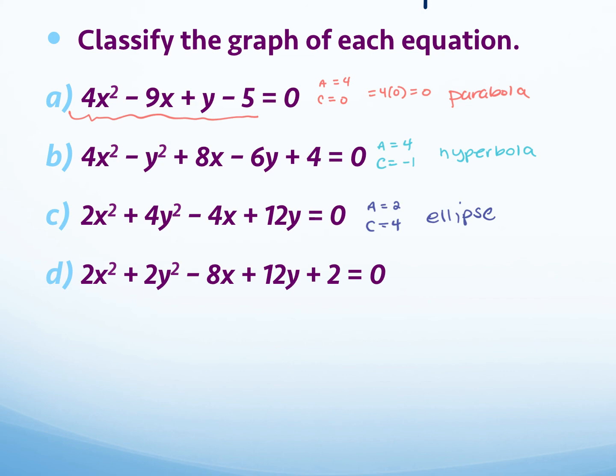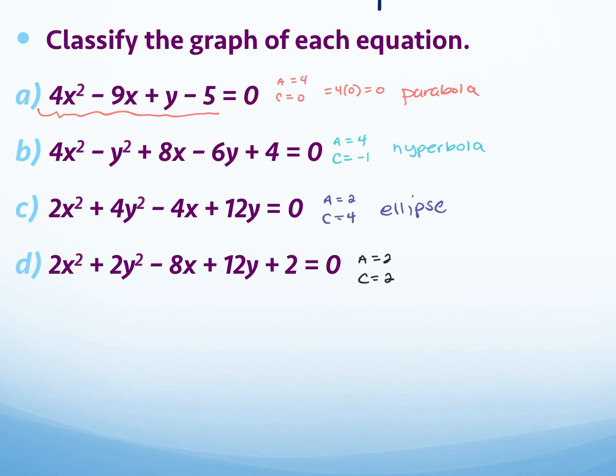And last one. What is your A? 2. What is your C? 2. What does that make this? Circle. So be careful, because their product is positive, right? But it's because they're the same that it's a circle. If you think about it, an ellipse that had the same radius in both directions, the same major and minor axis, that would be a circle. Easy stuff, right? Yes? Okay.